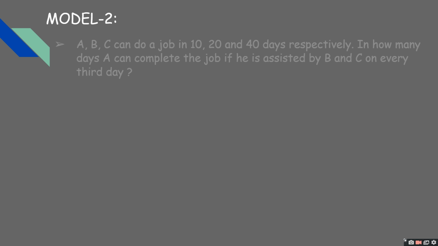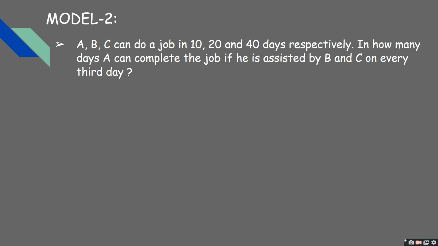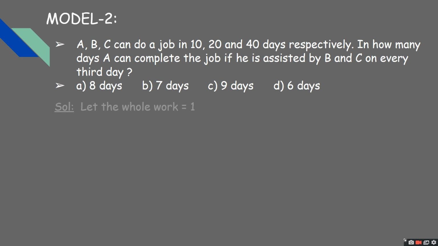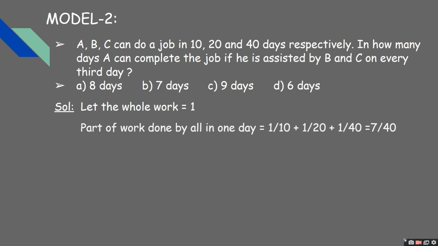Coming to the next model, A, B, C can do a job in 10, 20 and 40 days respectively. In how many days can A complete the job if he is assisted by B and C on every third day? As we discussed before, assume the whole work as 1. Calculate the part of the work done by A, B, C in 1 day, which is 1 by 10 plus 1 by 20 plus 1 by 40, which gives 7 by 40.